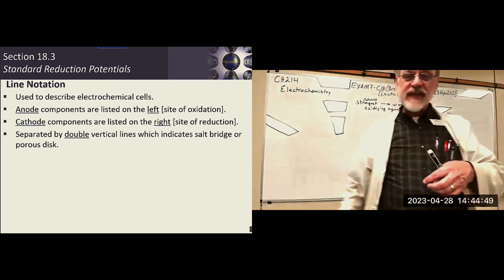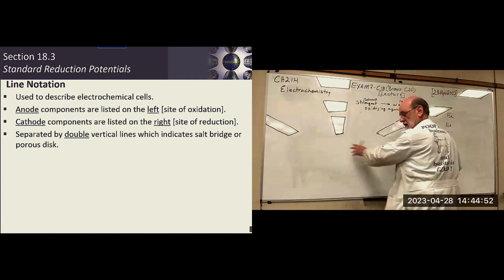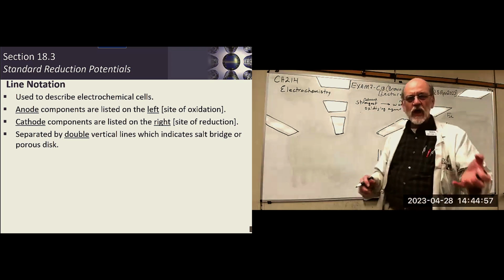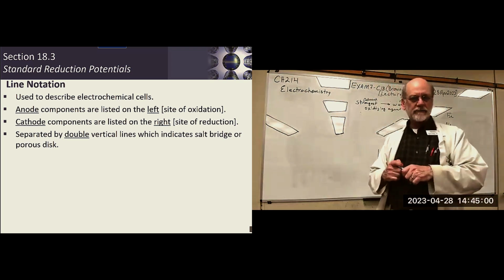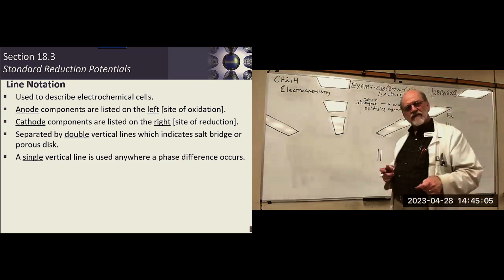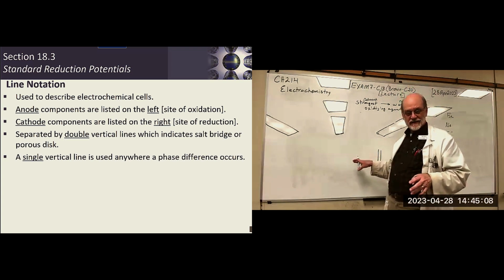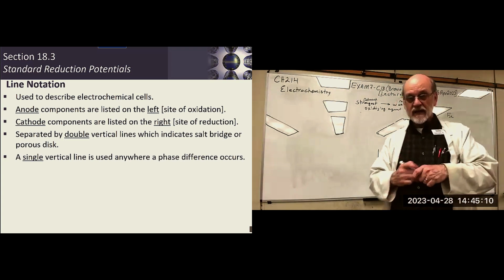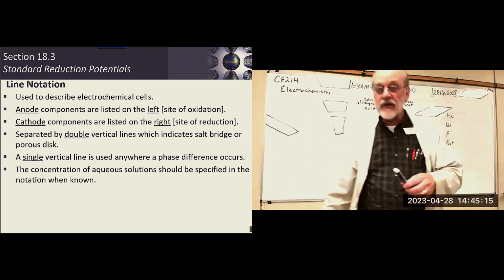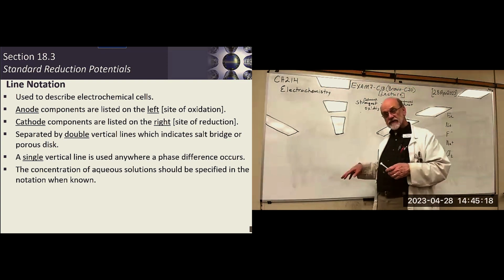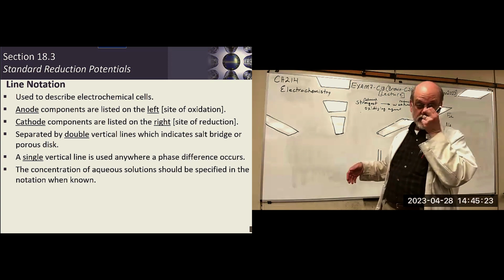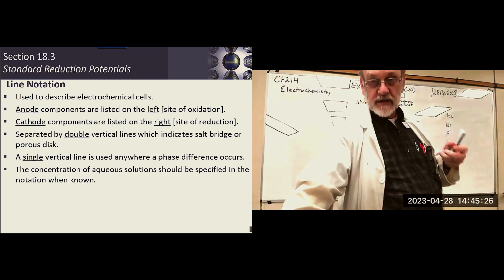Okay, we separate the two with a double line. That represents either a salt bridge or a porous disk, either one. Then anywhere we have a phase change, we have a single line. Okay, we'll show you an example in just a second. It's also helpful to add the concentrations, right? Because they may not necessarily be under standard conditions. We could have different concentrations in our solutions.